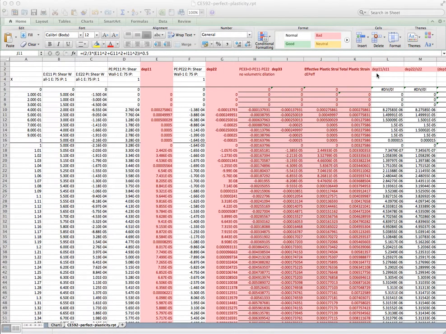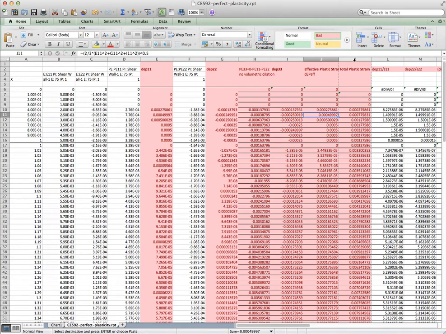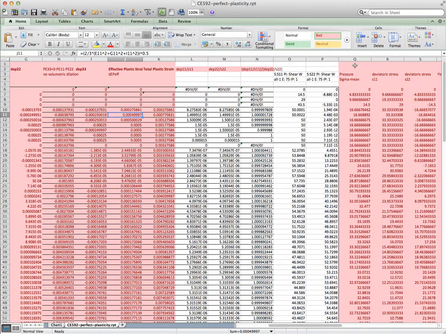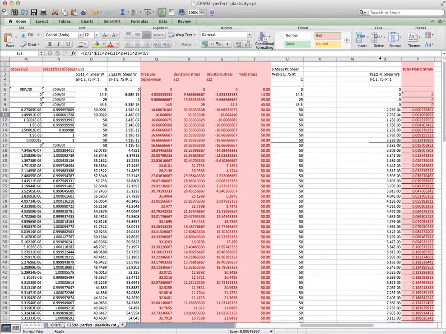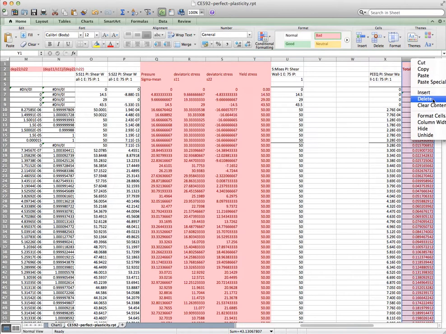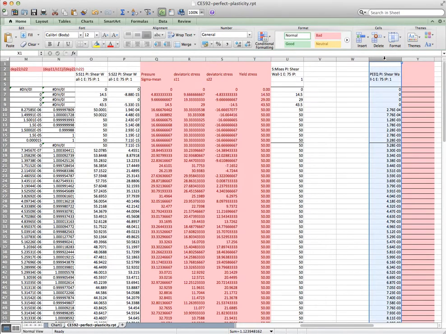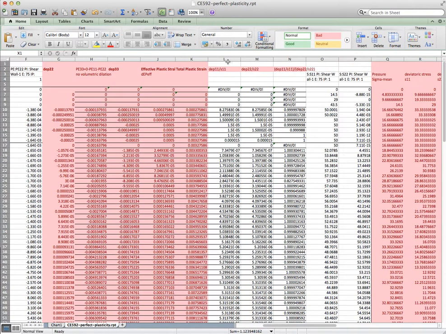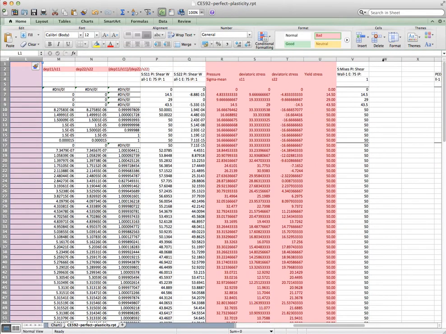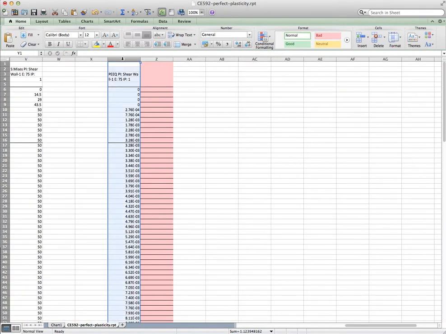So now that I've calculated the total plastic strain, what I've called the effective total plastic strain, I want to compare it with that output PEEQ that I had written into the file. So I'm going to clear the contents here. I'm going to pick up this PEEQ and plot it, place it right next to my total plastic strain. I'll make some room for it. I'll bring in this PEEQ that we had saved from the output.